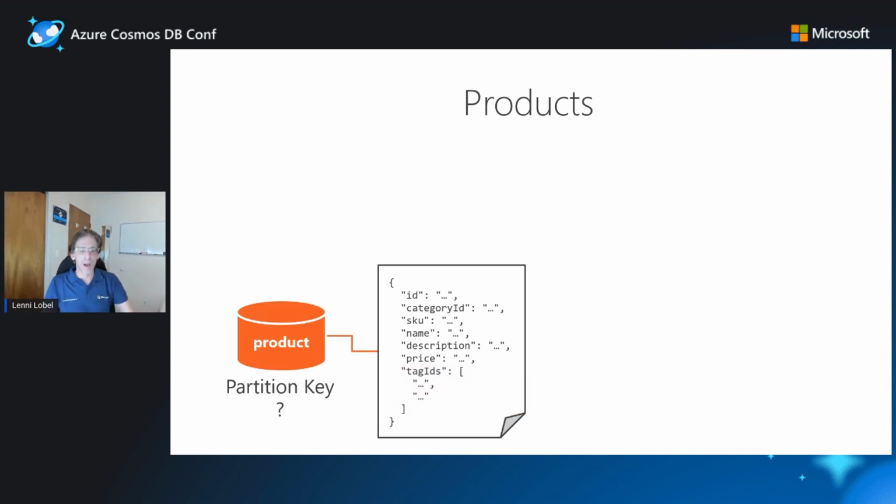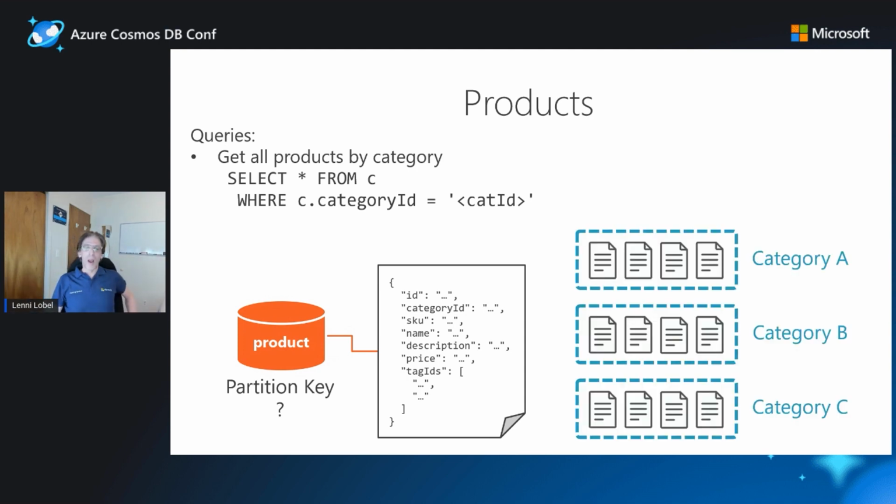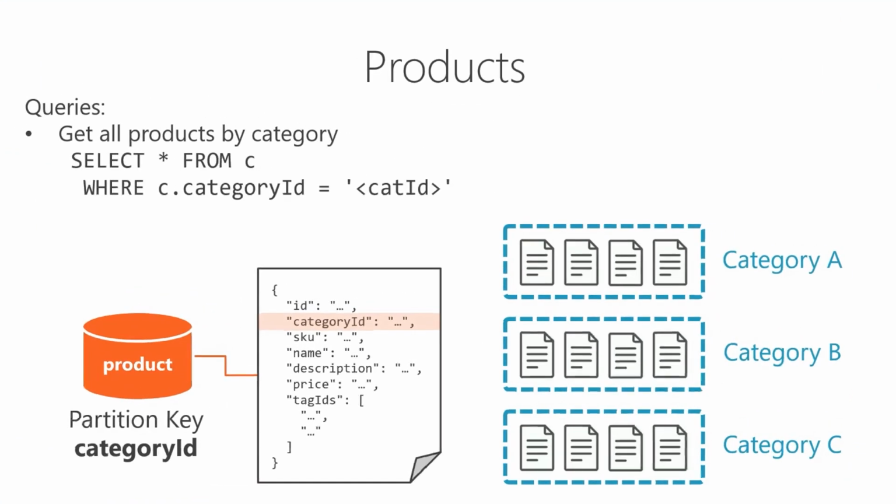Now, how do we partition the products? We're sticking with our e-commerce website scenario, the user has found a category of interest. They want to get all the products in that category. So the most common query for products is going to be get all the products within a given category, not all the products in the entire database. So that means we want all of our product documents to be grouped together logically in a logical partition by category, which you guessed it, if you were thinking category ID is the proper property to use here, you guessed correctly, and that will achieve just that.